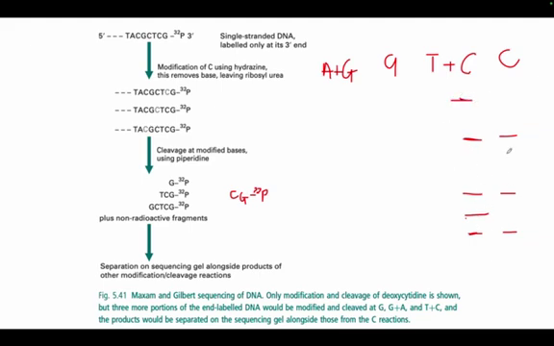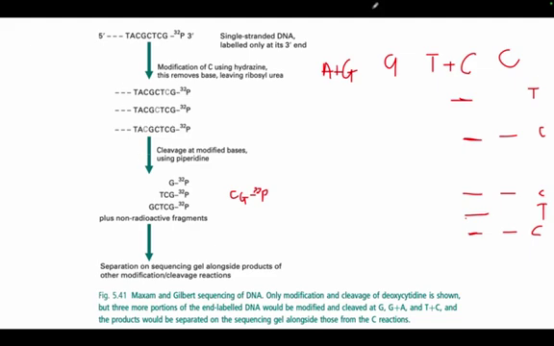So now, by comparing these two, if the band is present in both of these, we know that the sequence must contain cytosine. However, if the band is present only in this lane, but not here, it must correspond to a T.